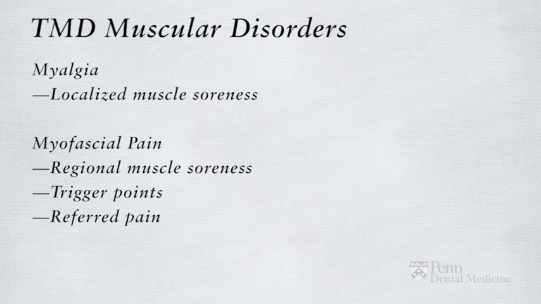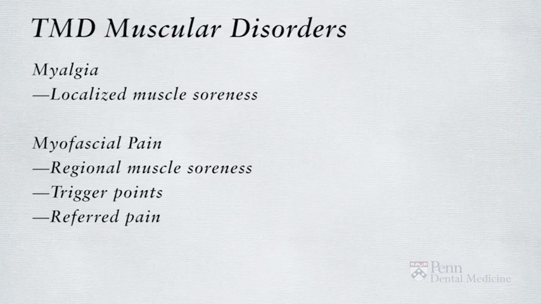Myalgia refers to localized muscle soreness that does not typically include or affect other muscles. For example, if a patient has pain only of the masseter muscle without referred pain, it would be appropriate to diagnose the condition as myalgia of the masseter muscle. Myalgia also typically causes muscle weakness.